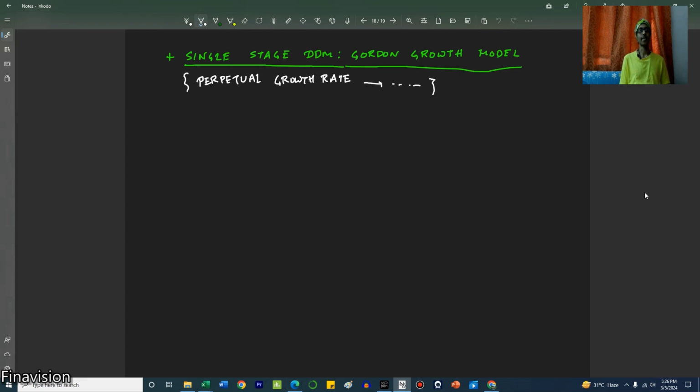Now we have looked at multi-year holding period and a single year holding period. Now we are going to look at an infinite holding period. So for example, we are going to hold something for perpetuity, and the growth rate of the dividends is going to be perpetual. Growth rate of dividends is going to be constant and perpetual.